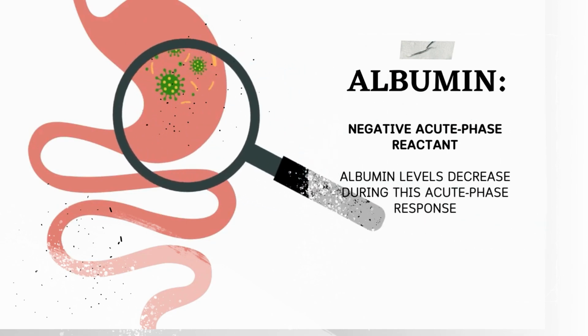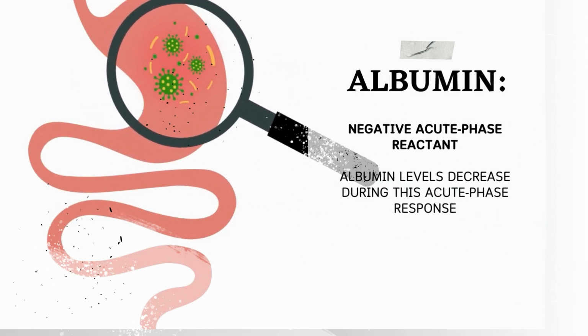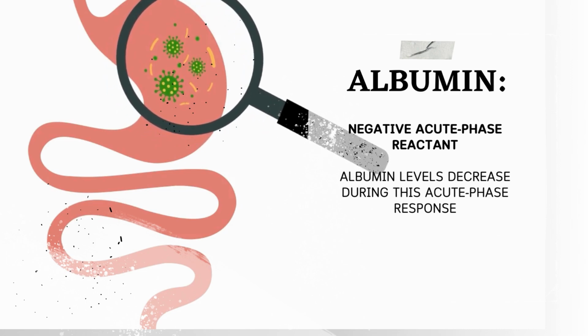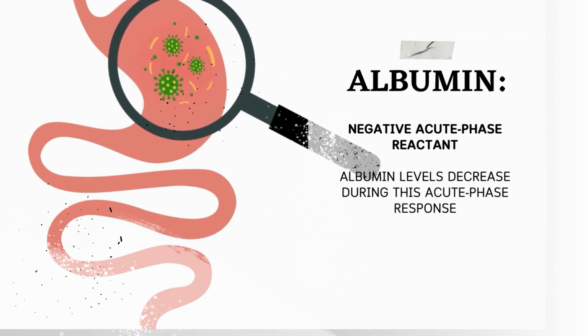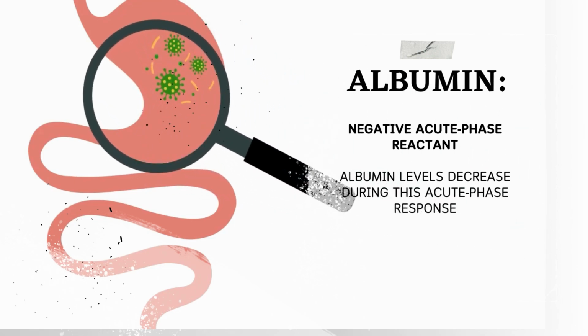Negative acute phase reactant: during inflammation, the body produces other proteins in response. Interestingly, albumin levels decrease during this acute phase response, making it a negative acute phase reactant.